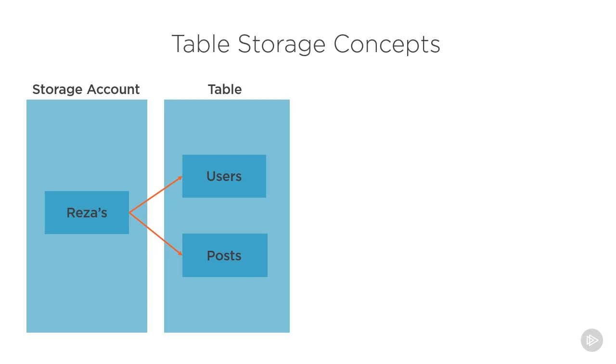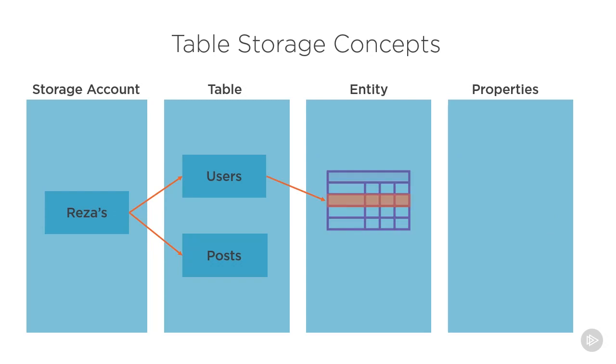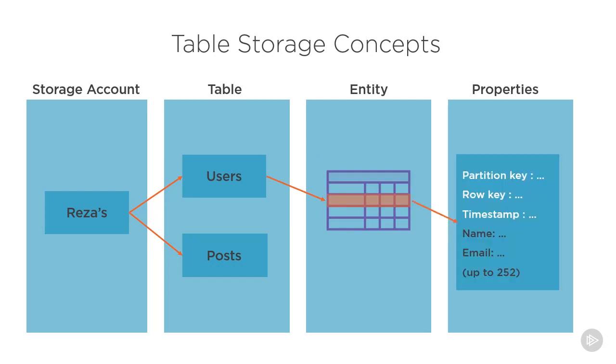Each row in the Azure table storage table is referred to as an entity, and these entities can have multiple properties, for example name, email, phone number, etc. You can have up to 252 custom properties per each entity. On top of that, there are three system properties which need to be populated for your entity. These properties are partition key, row key, and timestamp.